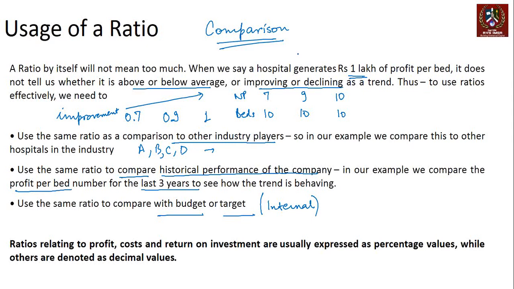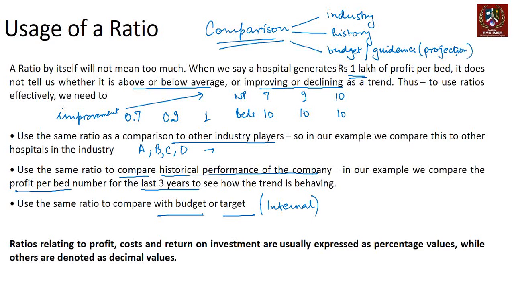So again, there are three broad points. You can compare with the industry, you can compare it with the same company's history, and you can compare it with the budget, projection, or any kind of guidance that the company has given around the company's numbers. Guidance can also be called a projection that the company has given for the next year, right? So unless you compare, it's not going to be useful. You do need a comparison point.